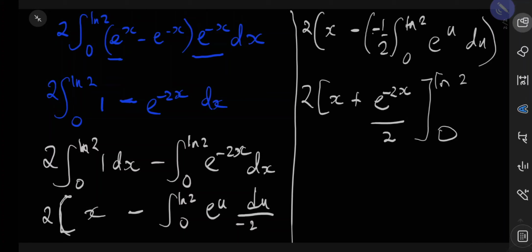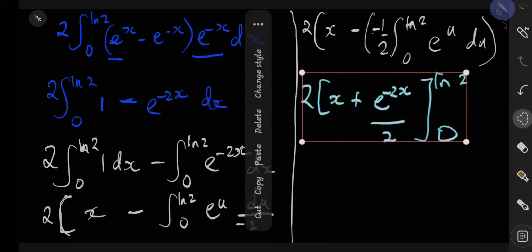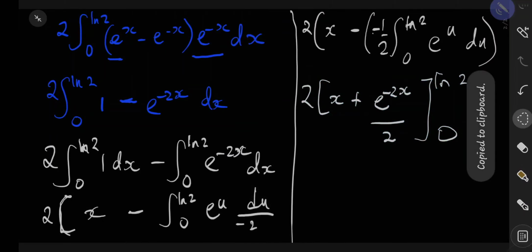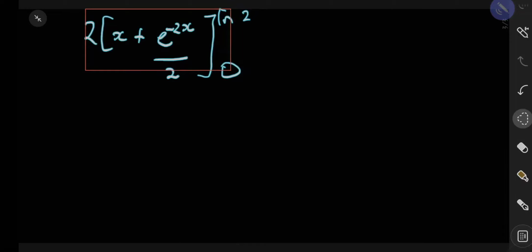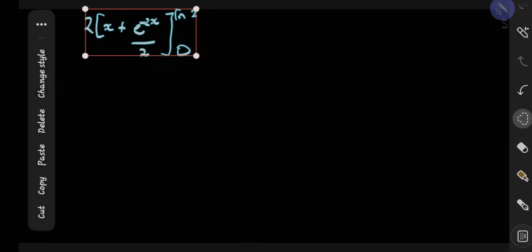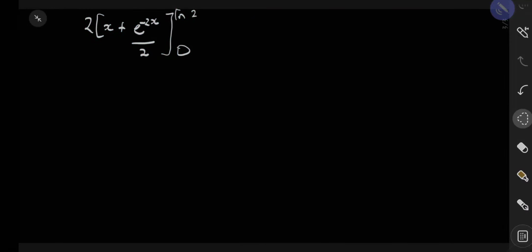So the next thing we do, let's copy and paste this. The next thing we'll do is to resolve this, and to resolve this, wherever we have x in our expression, we're going to be replacing it with natural log 2, and after that we would replace x with 0 and subtract and perform our subtraction.